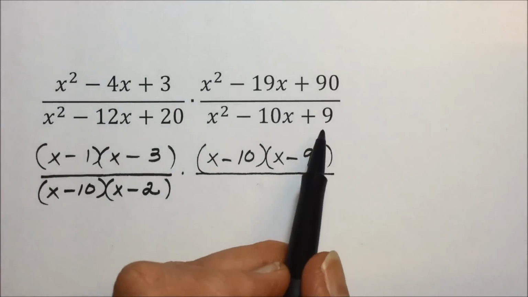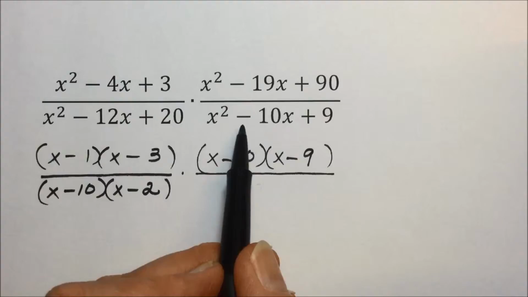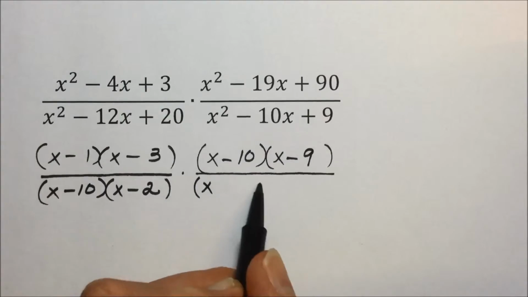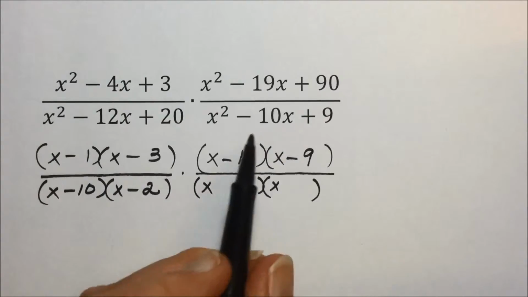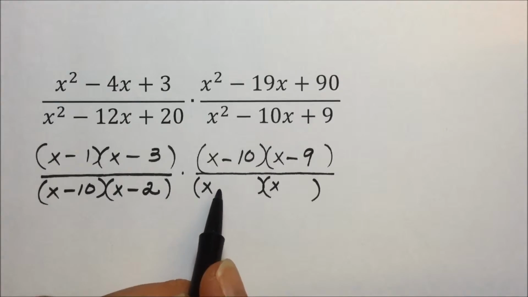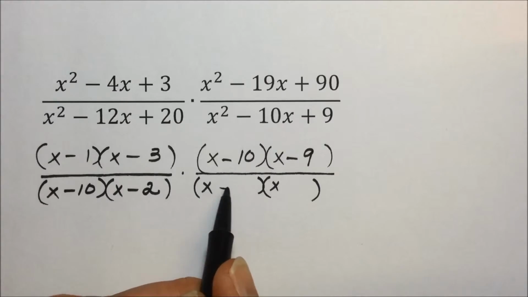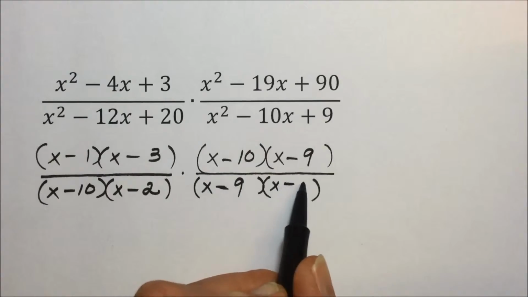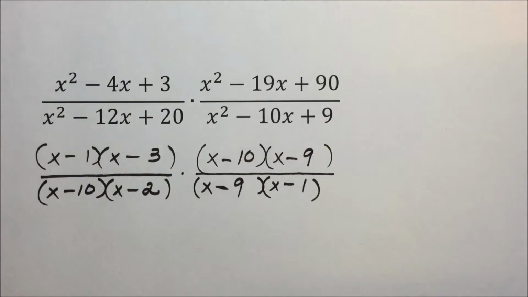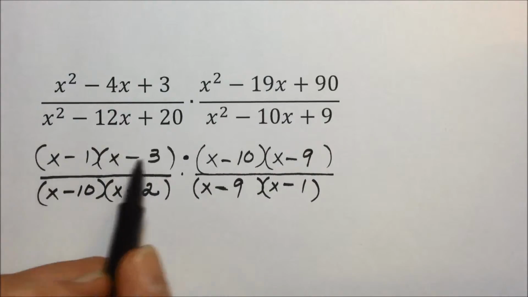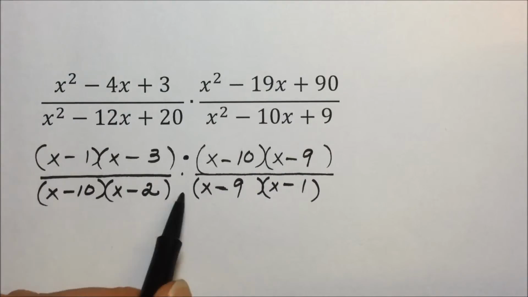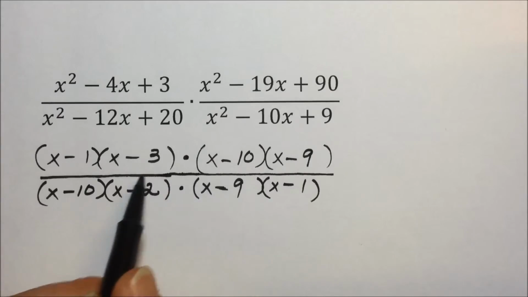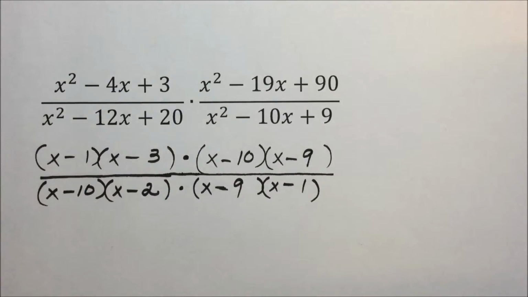And in the denominator, we're looking for factors of 9, both signs the same, both negative, that when added give us negative 10, which are a negative 9 and a negative 1. FOIL verifies that this does multiply together and give us an equivalent expression. Now we're ready to multiply our numerator values together. We have 4 binomials, and in the denominator we have 4 binomials multiplied together.